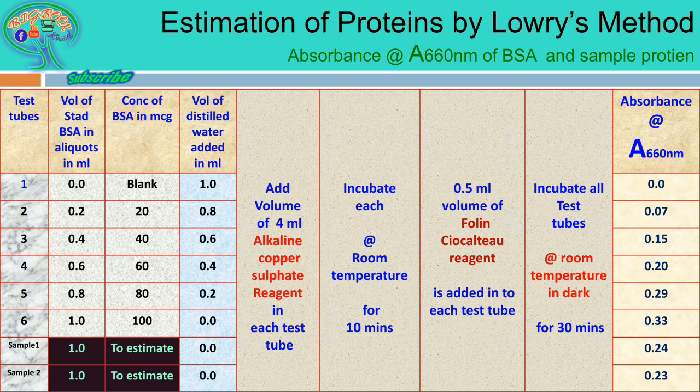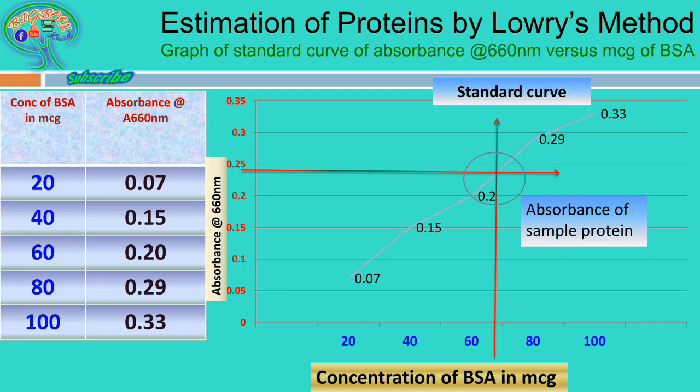Here again, we are going to plot this on the graph. You can see that the graph has been taken according to the concentration of the BSA in micrograms versus the absorbance at 660 nanometer. So this will be the standard curve, this will be the absorbance unit on the y-axis, and this will be the concentration of the BSA in micrograms on the x-axis.